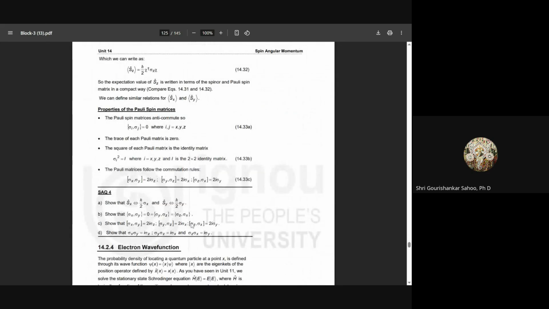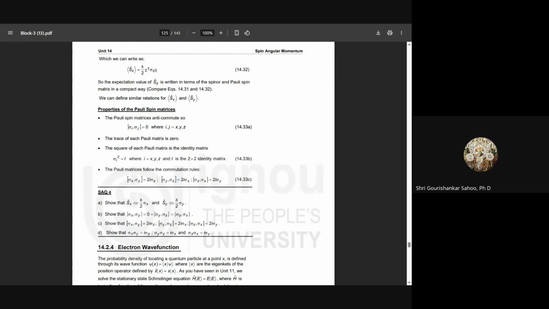So Pauli spin matrices anti-commute. So the anticommutator of sigma i and sigma j is equal to 0, where i, j is equal to x, y, z, and the trace of each Pauli matrix is 0. The square of each Pauli matrix is the identity matrix, sigma i square is equal to I, where i is equal to x, y, z, and I is the 2 cross 2 identity matrix.